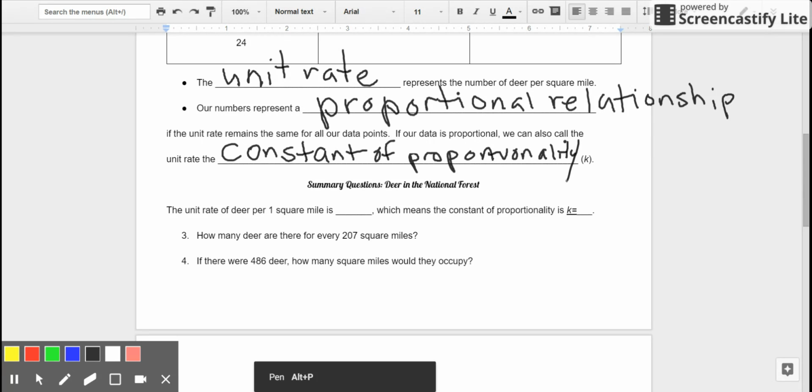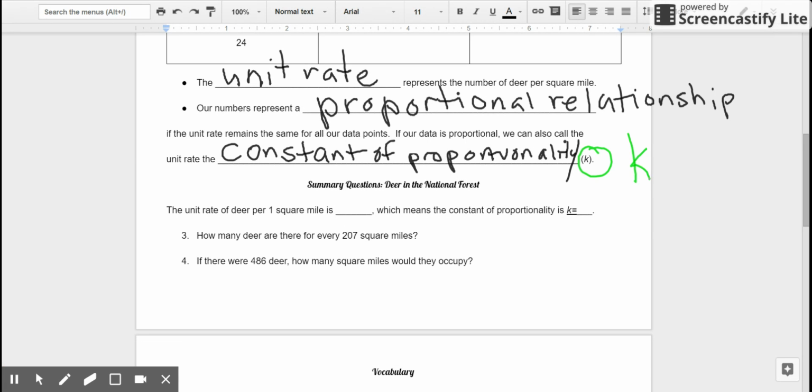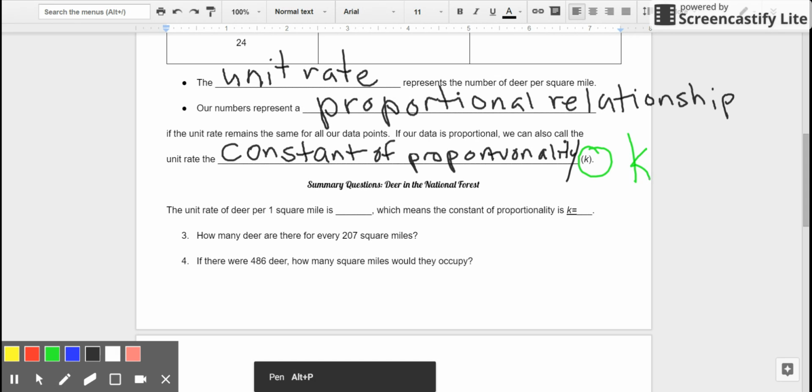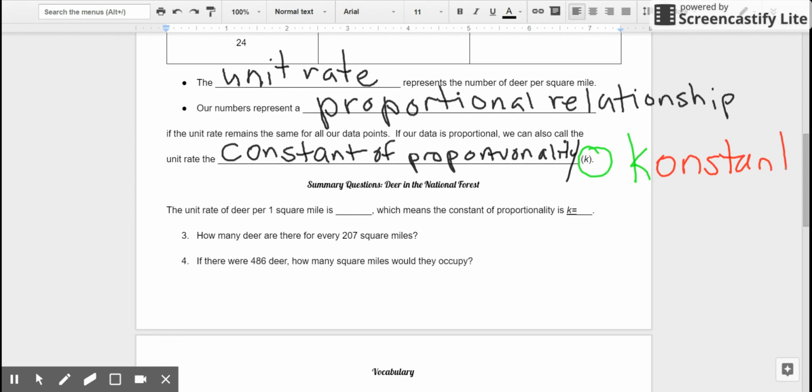In parentheses here, you see K. We use the letter K to represent the constant of proportionality because in German, constant is spelled K-O-N-S-T-A-N-T instead of with a C. And we just use that letter regardless of what language we're using to represent constant of proportionality.